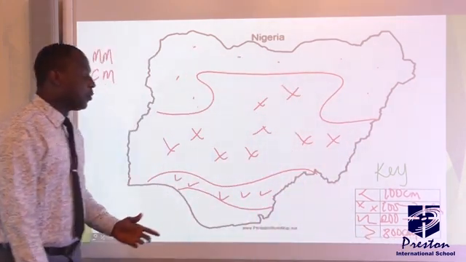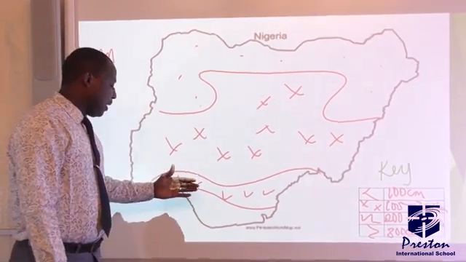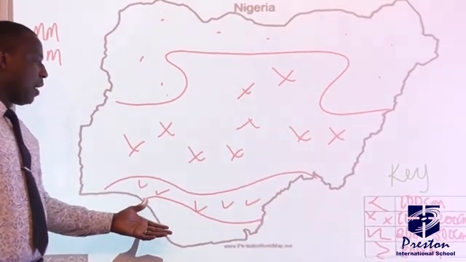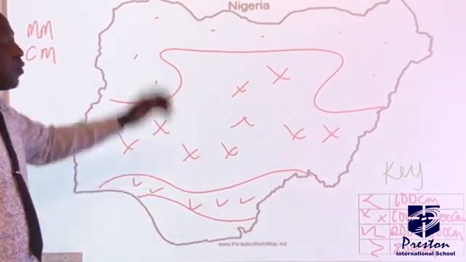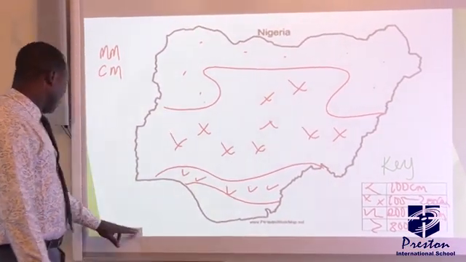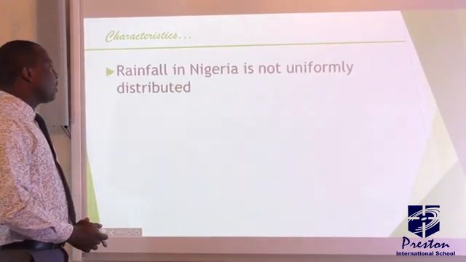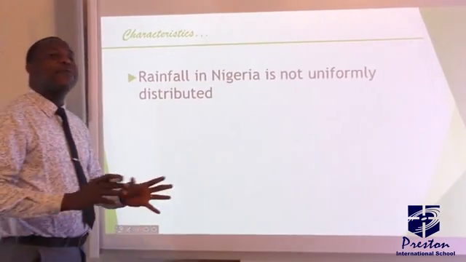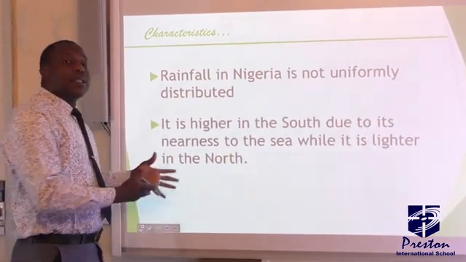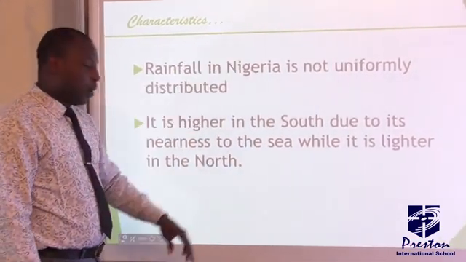So you can see that the rainfall in the country decreases from the southern part of the country to the northern part. Here is far more than 300 centimeters, while at the extreme north we have less than 100 centimeters. So quickly we'll look at the characteristics of this amount of rainfall. First of all, rainfall is not distributed evenly within the country. Secondly, it is more at the southern part than at the northern part. It decreases from the south to the northern part of the country.